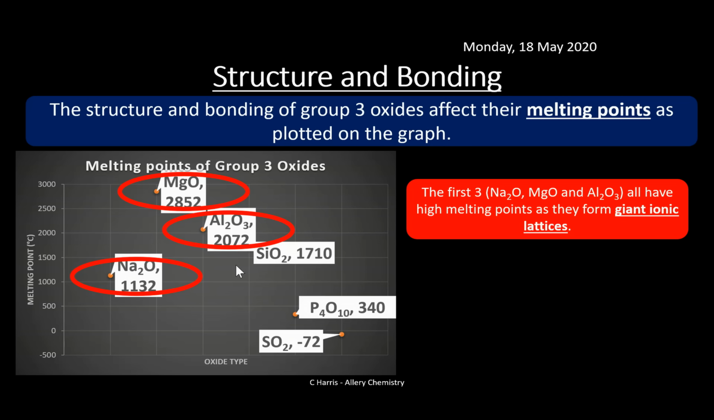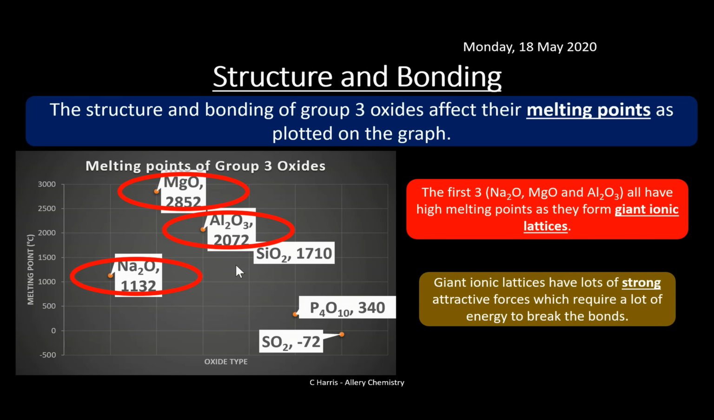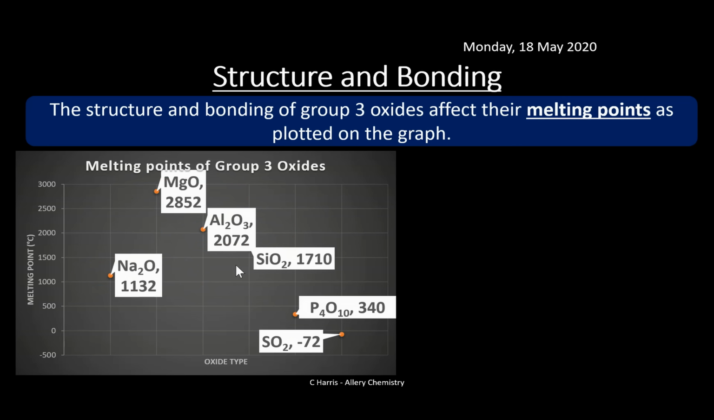Okay, so substances which are giant ionic have really high melting points because you've got lots of strong electrostatic forces between the oppositely charged ions that make that big structure, the giant ionic structure. So giant ionic lattices have lots of, like I say, strong electrostatic attractive forces, which require loads of energy to break them, and this is why they have high melting points. Okay, so let's have a look at the next one.